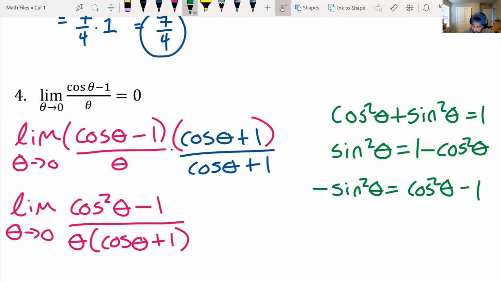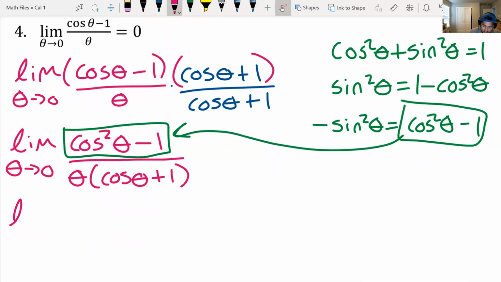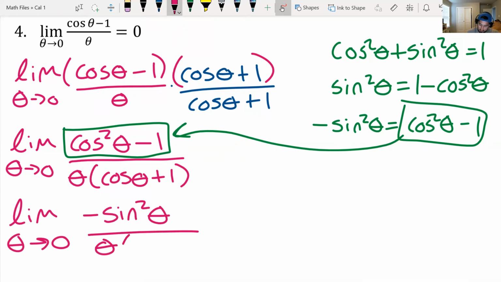And now, does that look familiar? This is the same as this. So now we can make an appropriate substitution. We now get the limit as theta approaches 0 of negative sine squared theta over theta times cosine theta plus 1. Oh boy, okay, well we're here now. Now what, right? What do you see? Do you see a possible limit identity we can use on this?